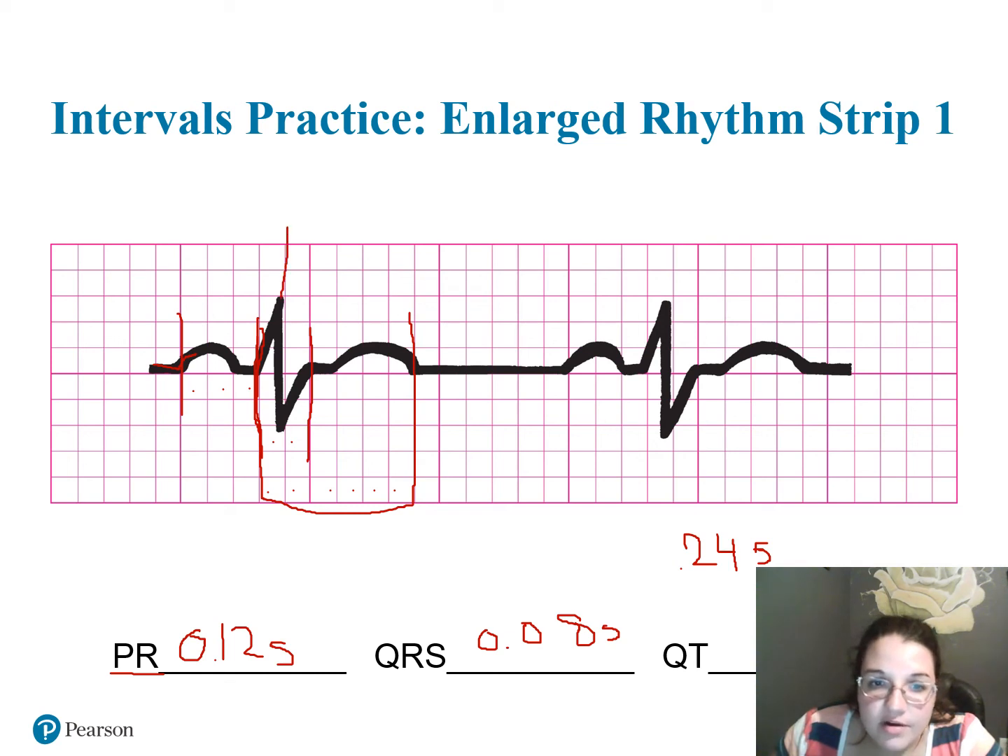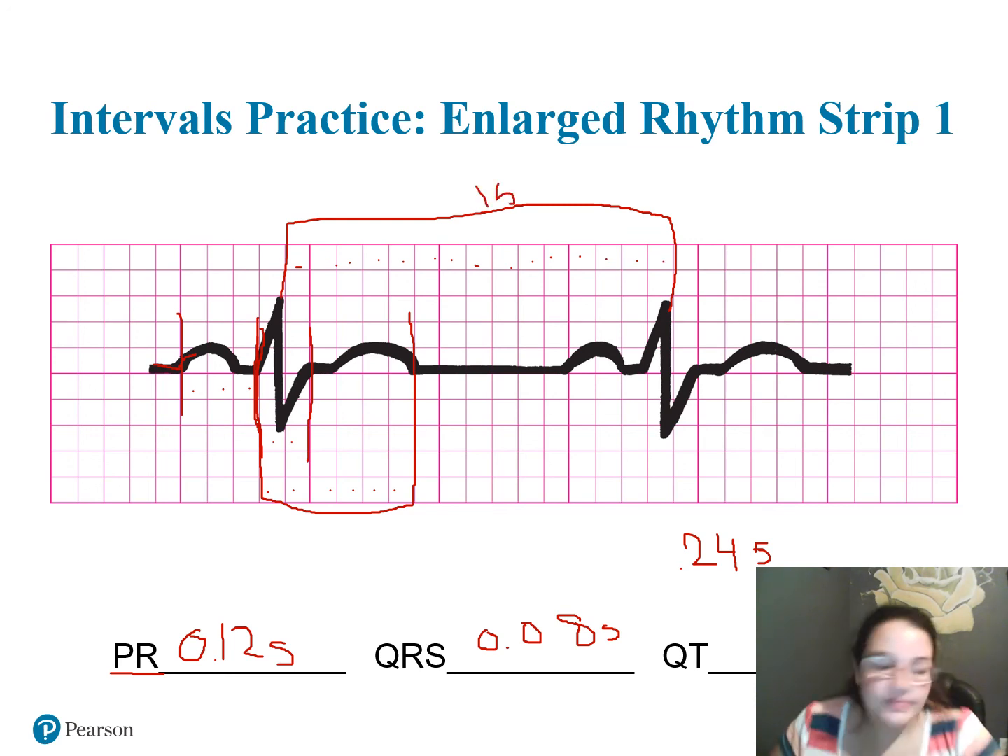So my R to R interval, which is your spikes right here, I'm going to count 1, 2, 3, 4, 5, 6, 7, 8, 9, 10, 11, 12, 13, 14. I got 15 boxes. So 15 times 0.04 gives me 0.60 seconds.